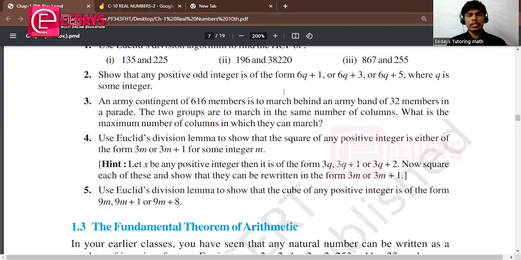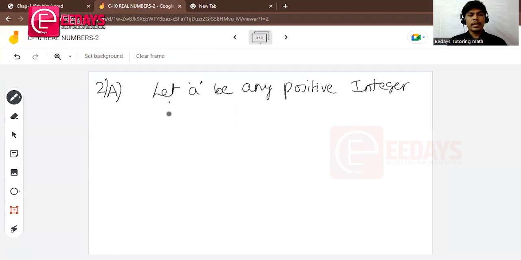And here, what is the question they gave? It is in the form of 6q plus 1. So in the place of B here, they gave 6. By applying Euclid division lemma, or else Euclid algorithm, you can write Euclid algorithm also.